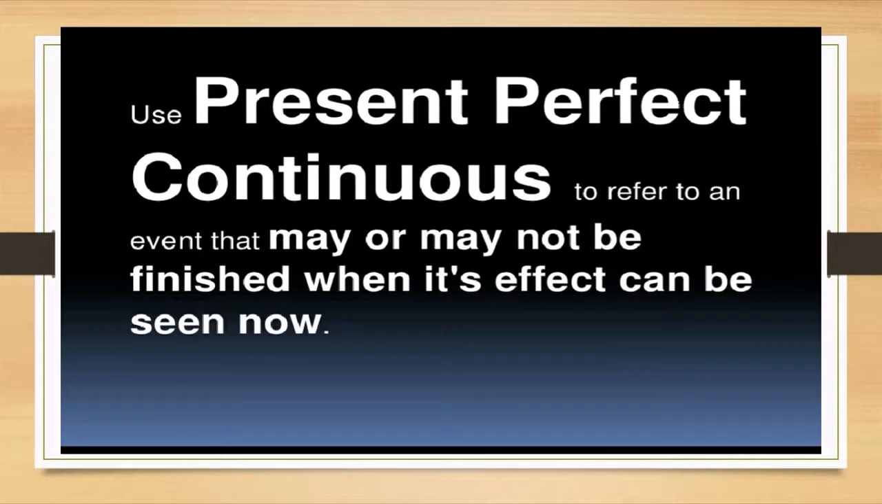Now, present perfect continuous tense. Now, you have to know about present perfect continuous. I have given different sentences also, you have seen. But I am coming one by one, okay? And here I am going to explain one by one. Now, present perfect continuous refers to an event that may or may not be finished when its effect can be seen now.